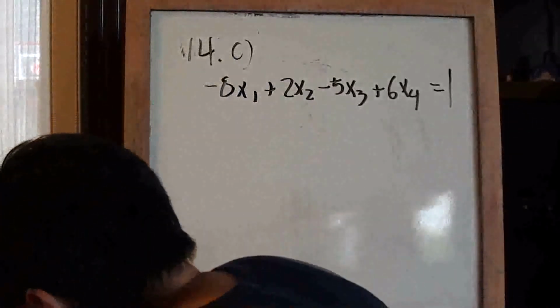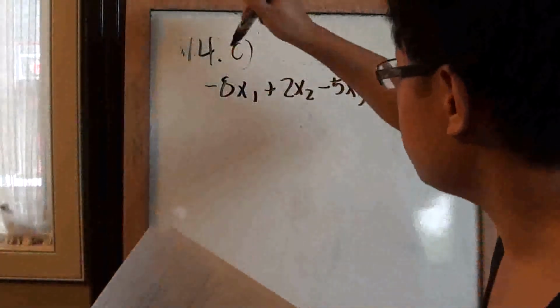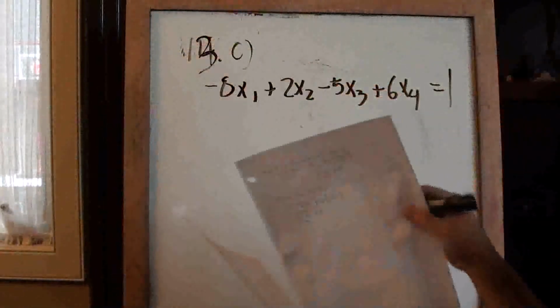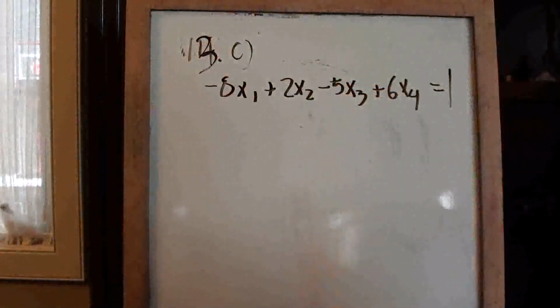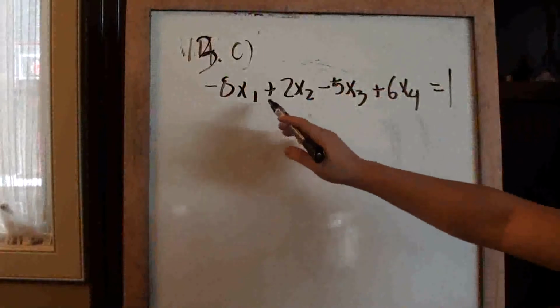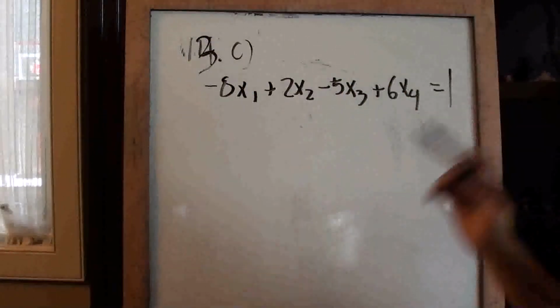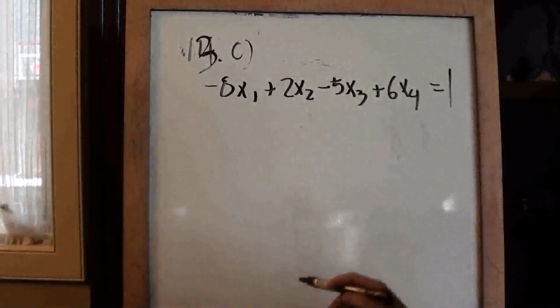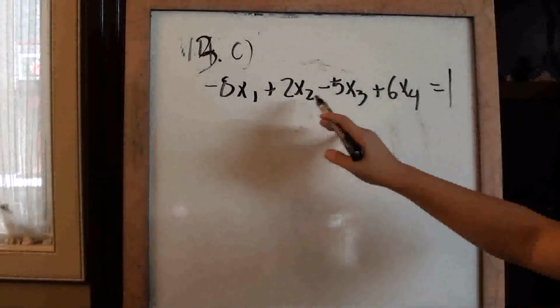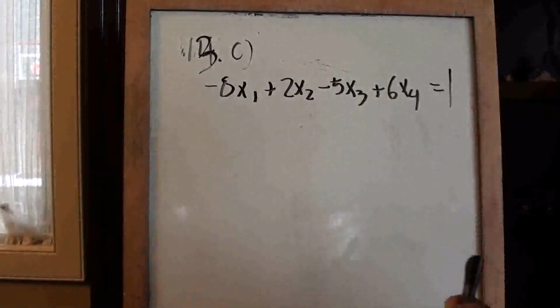Wait a minute, negative 8. Oh, sorry, that's 13c. My bad, 13c. Okay, so if we have that, then now we're trying to figure out what the defined solutions are. So I want to know what x1, x2, x3, x4 are, right?